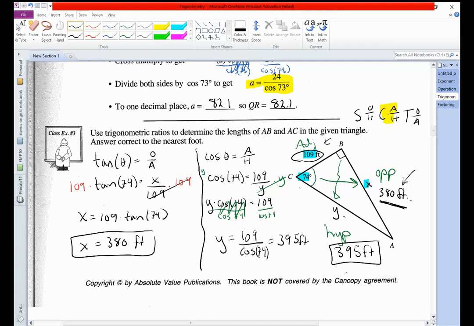And that's it. That's calculating side lengths and angles using our SOHCAHTOA, or our trigonometric functions. Thanks for watching. If you want extra practice, there is a class example number 4 on the next page. It's got a lot of good questions, so it might be a good one to start with.